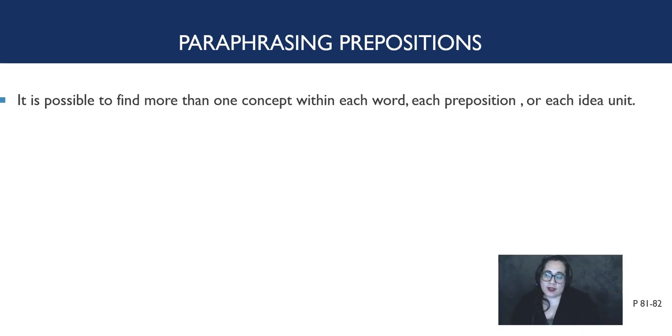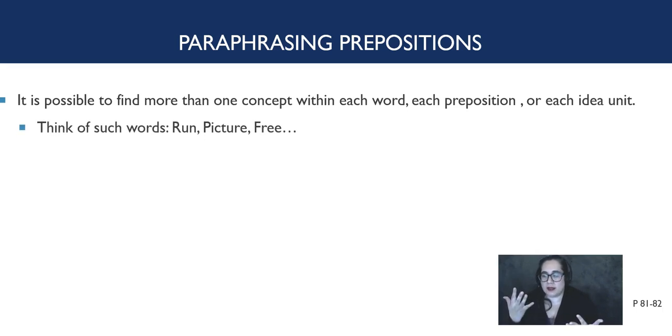So paraphrasing preposition comes back to the idea that it's possible to find one or more concept for each word, each preposition, or each idea unit. And how do we think about that is we've all seen the example of run. Run, runny nose, running water, running machine or factory, etc. And picture. Take a picture. Here's a picture. Picture this. Free, meaning is that free no cost or free as in available?